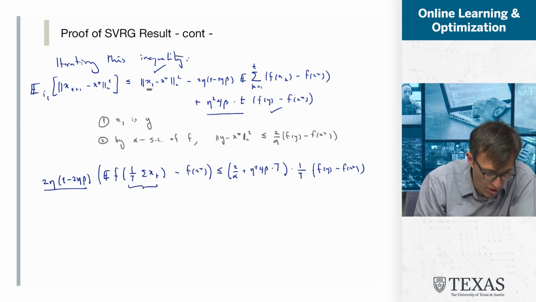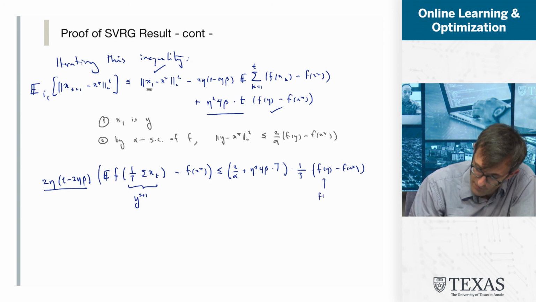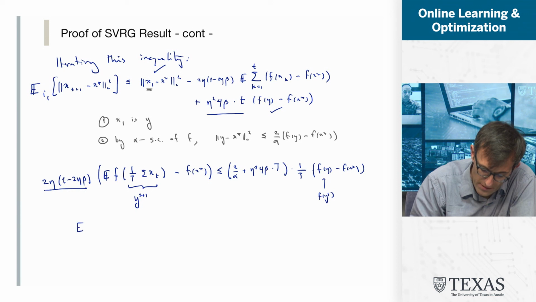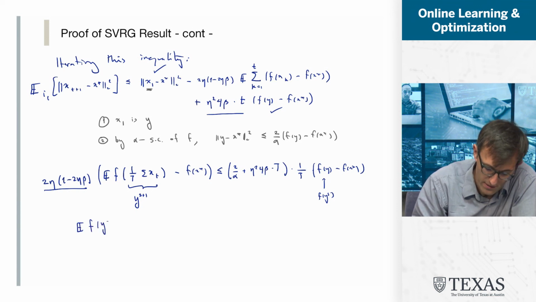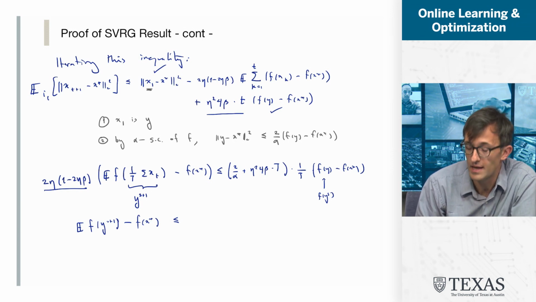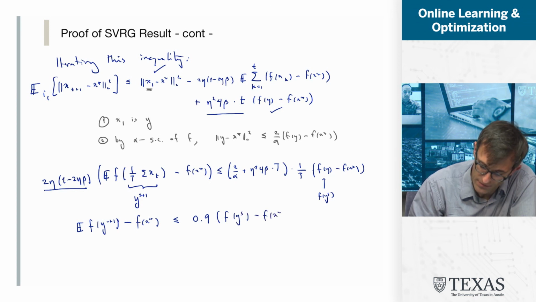So note that this was our next y. This was, let's bring back s, this was y s plus 1. And I'm going to replace this with f of y s. I had dropped the s just to make my life notationally easier. And so what we have, dividing through, is that the expected value of f of y s plus 1 minus f of x star is less than or equal to some constant, which, if you put everything together, you'll see that my specific choices for eta and for t make it simplify almost magically to 0.9 f of ys minus f of x star. This concludes the proof of SVRG.